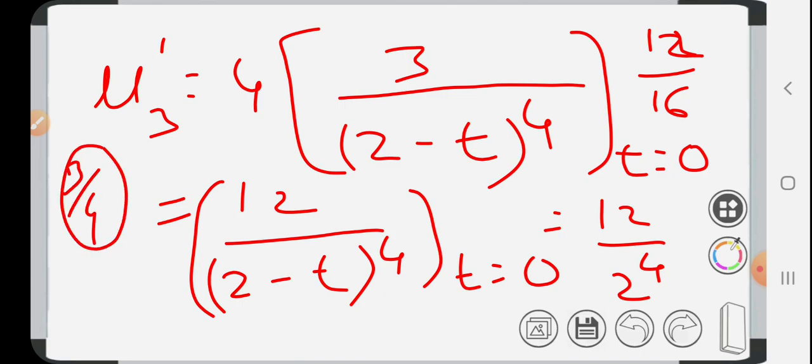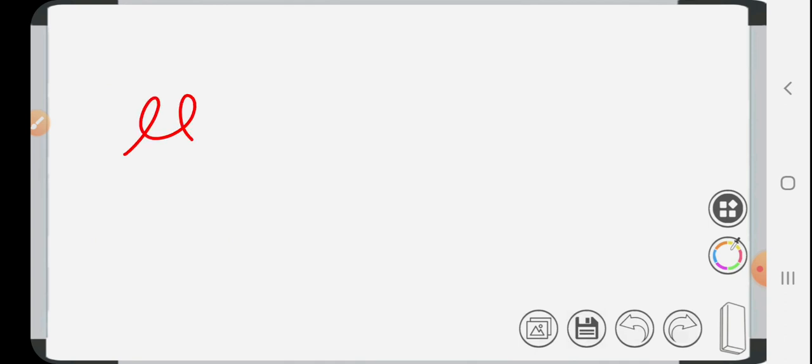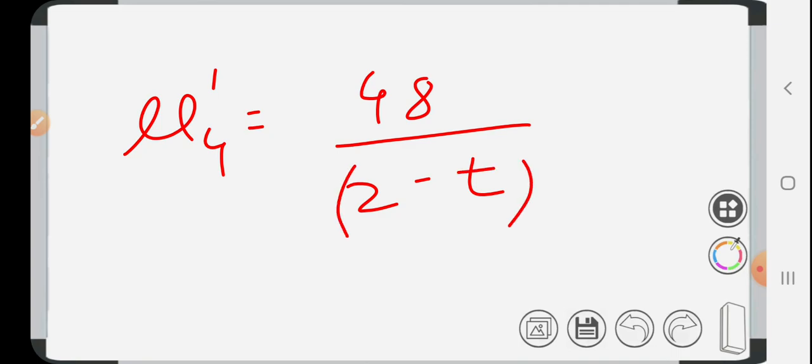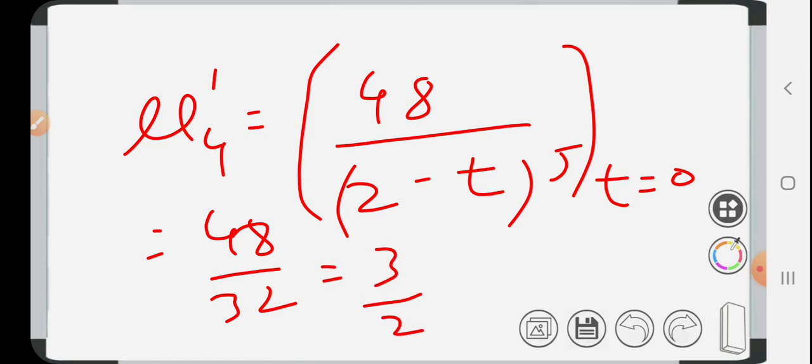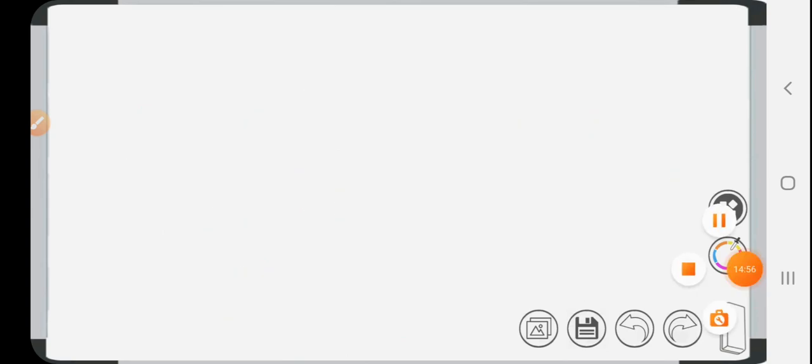You write it properly. Now for mu4, take the 4 up again, 48 and 2 minus t raised to 5. So here mu4 dash is equal to 48 upon 2 minus t raised to 5, and put t equal to 0. So what is my answer? 48 upon 32. 2 raised to 5 is 32. So here it is 3 by 2. Understood? You can do the calculation on a calculator also, no problem.